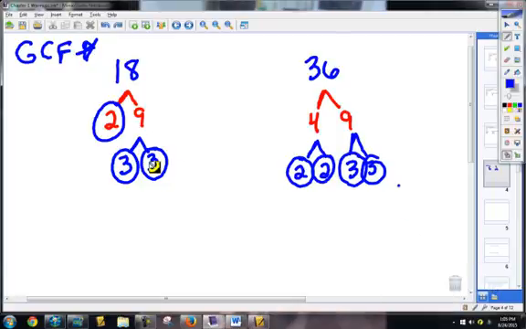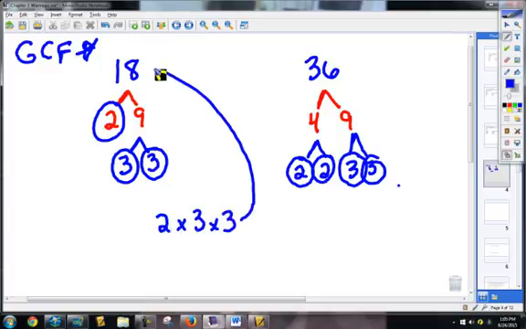So we're going to take these prime factorizations, and we're actually going to write them out the correct way. So 2 times 3 times 3. Remember always just to check this, actually multiply it to make sure it equals 18. So 2 times 3 is 6. 6 times 3 is 18. We just don't want to make any silly mistakes.